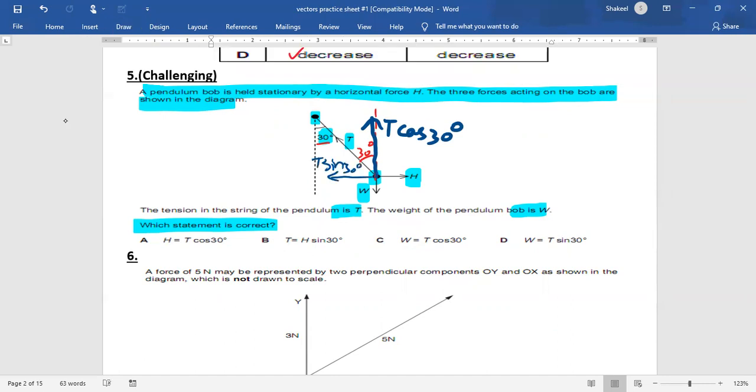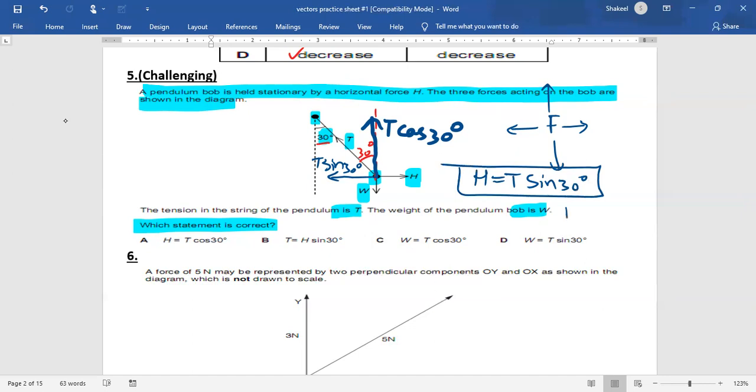Now, as it is stationary, so forces to right is equal to forces to left, and forces downward equal forces upward because it is at rest. So it means we can say that H is equal to T sine 30, like the left force equal right force, and then W, which is downward force, is equal to upward force. So now you have to look which option is correct. So C option seems to be correct because this is what we have done over there. W equal T cos 30.